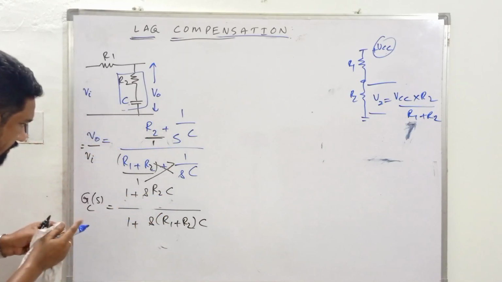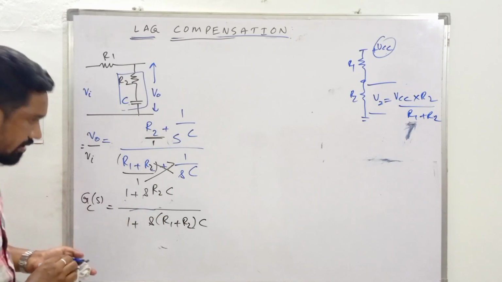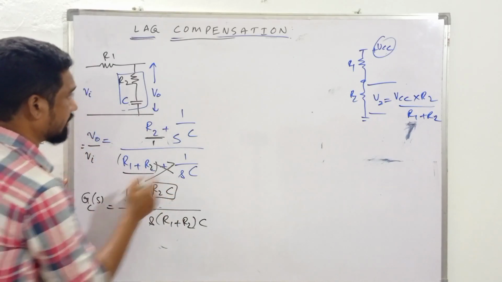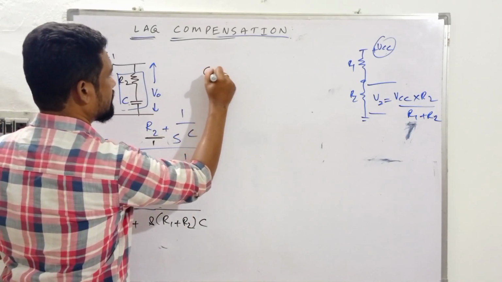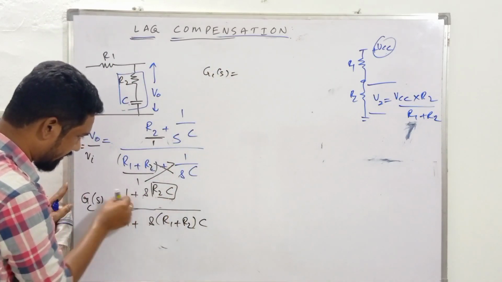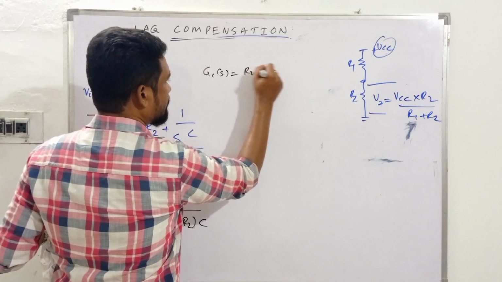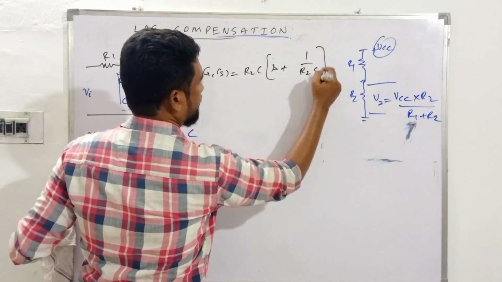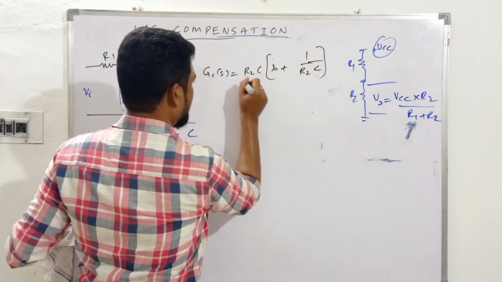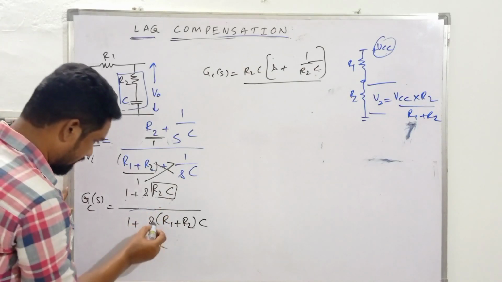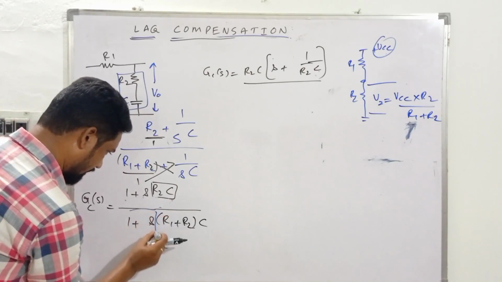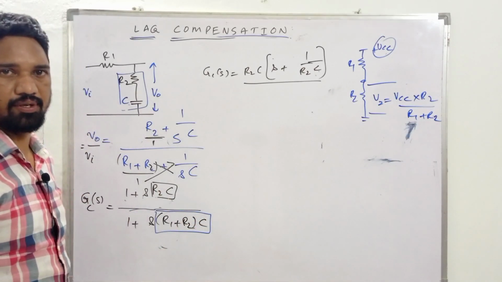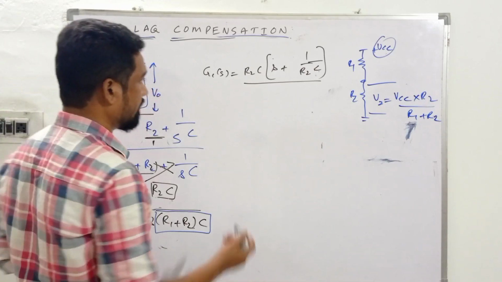All right, a little more simplification here, taking R2 as common from this and this. So how do we write that? GC of S will be equal to R2 into C taken out, so what is left is S plus 1 upon R2 into C. What about the denominator part? We need only S, to transform this equation to pole-zero form, S plus something, isn't it? In the denominator it will be the pole, in the numerator it will be the zero.